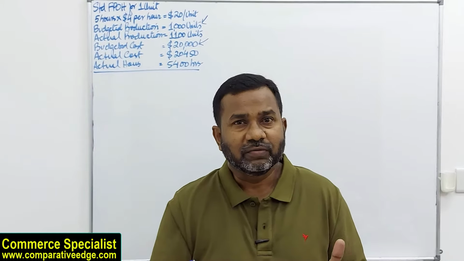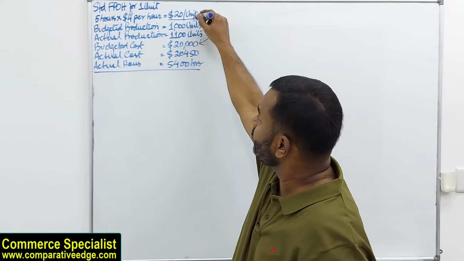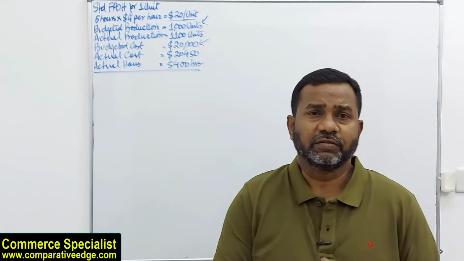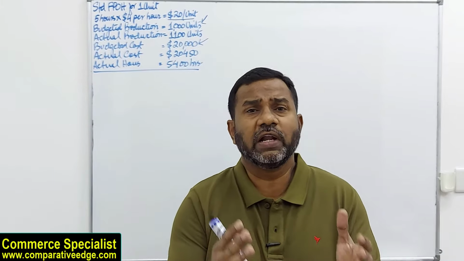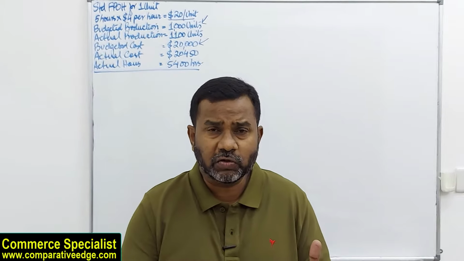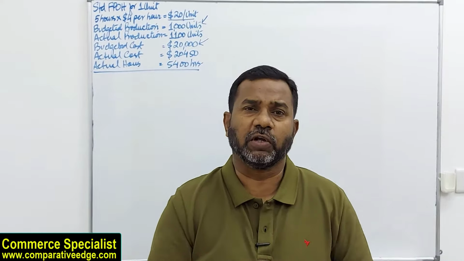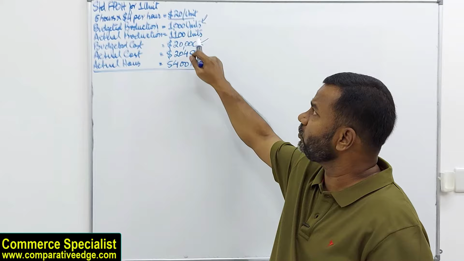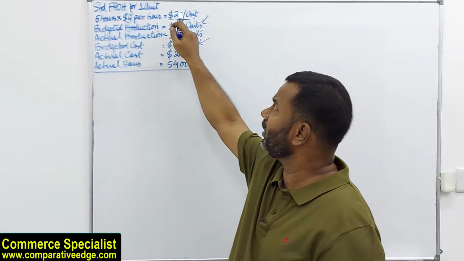So if you divide 20,000 by 1,000, you will get fixed production overhead cost per unit, which is $20. And why are we calculating this? This $20 is also known as the fixed production overhead application rate. How do we calculate it? The budgeted fixed production overhead divided by the budgeted production. So the budgeted fixed production overhead, which is the rent, divided by budgeted production, which is 1,000. 20,000 divided by 1,000 will give you 20. And the breakup is also given, 5 hours into $4 per hour, that also gives us 20.